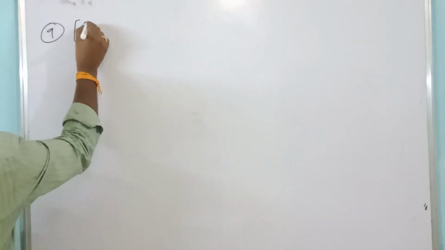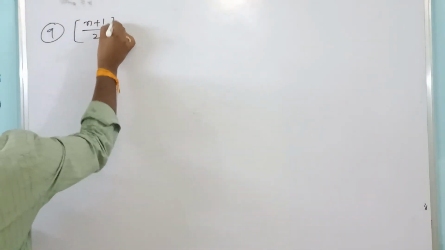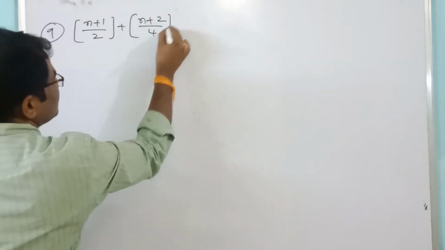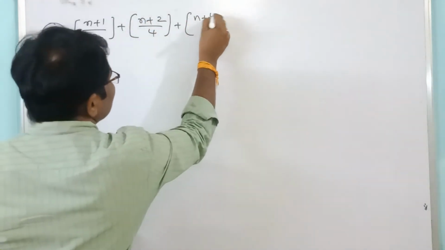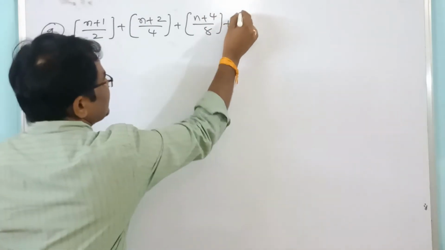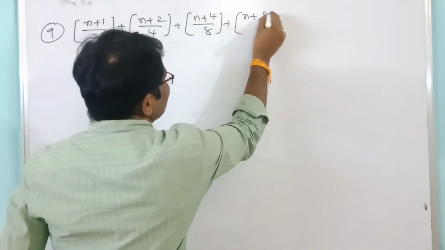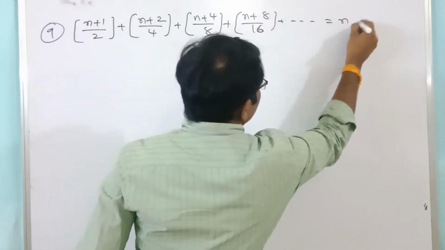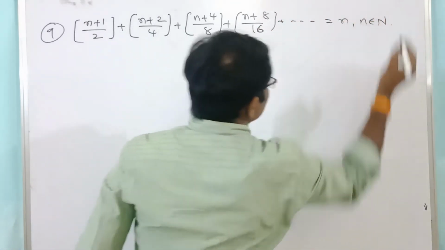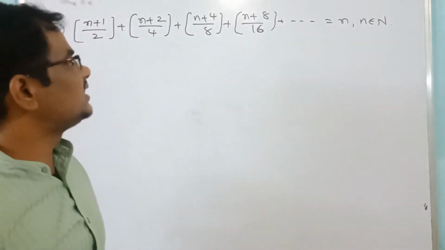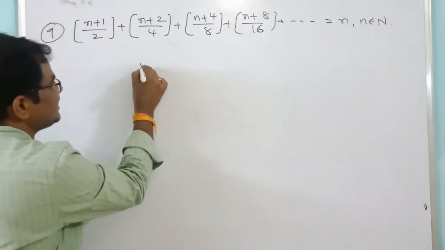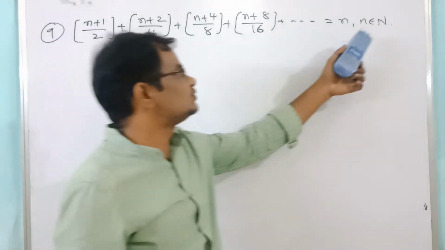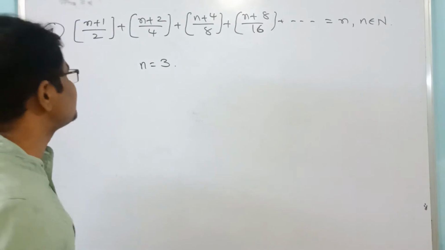Floor of n plus 1 by 2, plus floor of n plus 2 by 4, plus floor of n plus 4 by 8, plus floor of n plus 8 by 16, plus etc. equals n, where n belongs to the natural numbers. This is an important condition. So you take any natural number, n equal to 3 I will take. Satisfied or not, let us see.